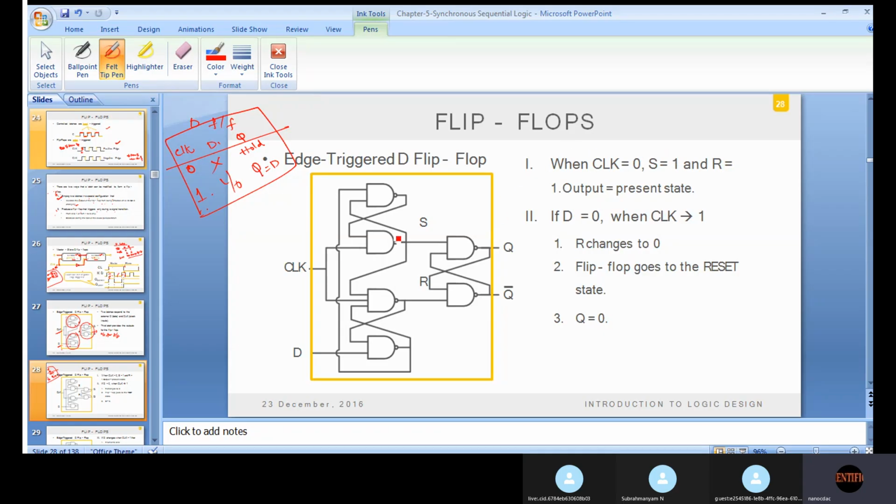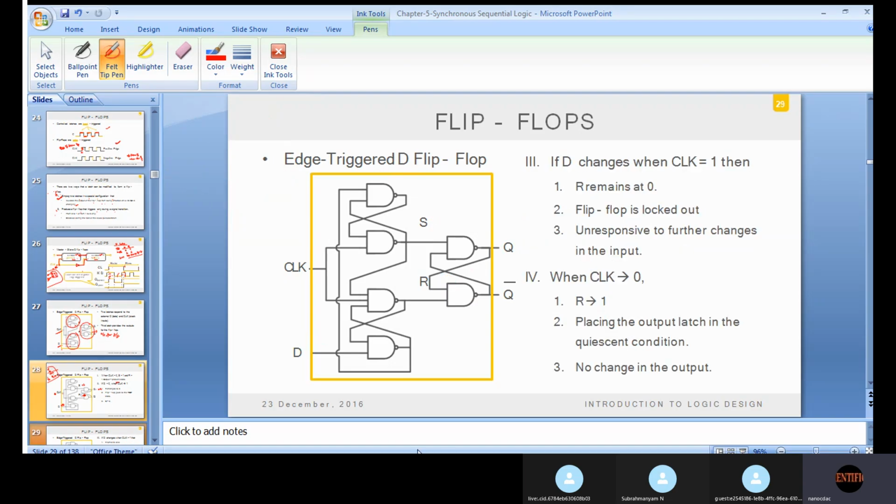So when clock is equal to 0, clock 0 only, SR kuda what? S is equal to 1 and R is equal to 1. Okay, so then output will be in the present state. If D is equal to 0, clock is equal to 1, what happens then? R will change to 0. Okay, R will change to 0 and flip flop goes to reset state. Okay, and Q will become 0. అయితే దీనికి ఏంటిదంటే మీకు డిఫరెంట్ కేసెస్ ఆర్ దేర్.